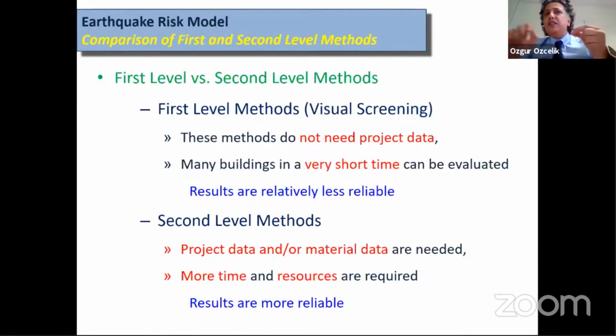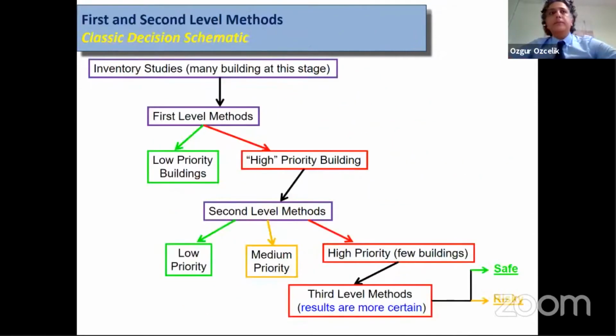So what is the difference between first level and second level methods? First level methods are also called visual screening methods. These methods do not need project data. Many buildings are assessed in a very short time, okay? But the results are relatively less reliable. Second level methods require project data and/or material data. They require more time and resources, but the results are more reliable.